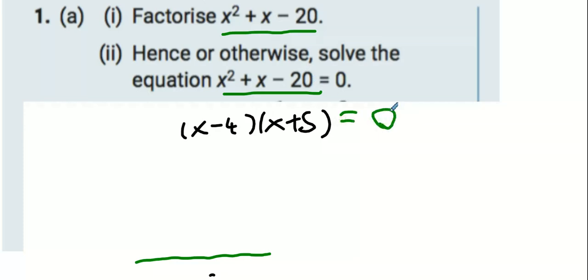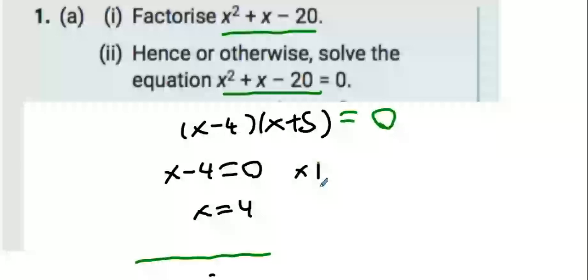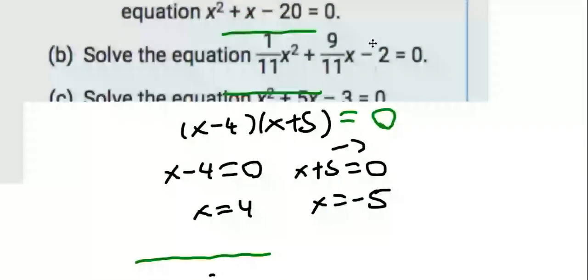How do you solve this then, lads? What do you do? x minus 4 equals 0, so x equals 4, and then x plus 5 equals 0. Is that okay with you guys? Who got that far? Okay, so we can all do question 1. Happy days, all right? Now, it obviously gets harder, doesn't it?